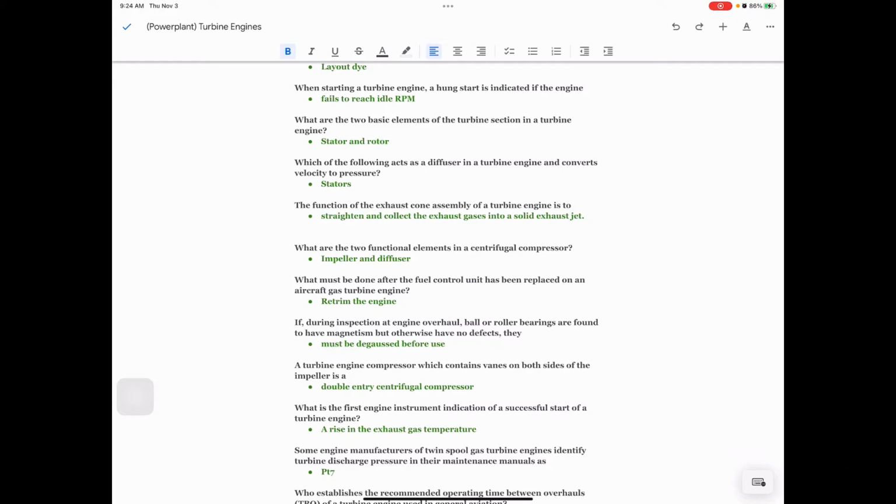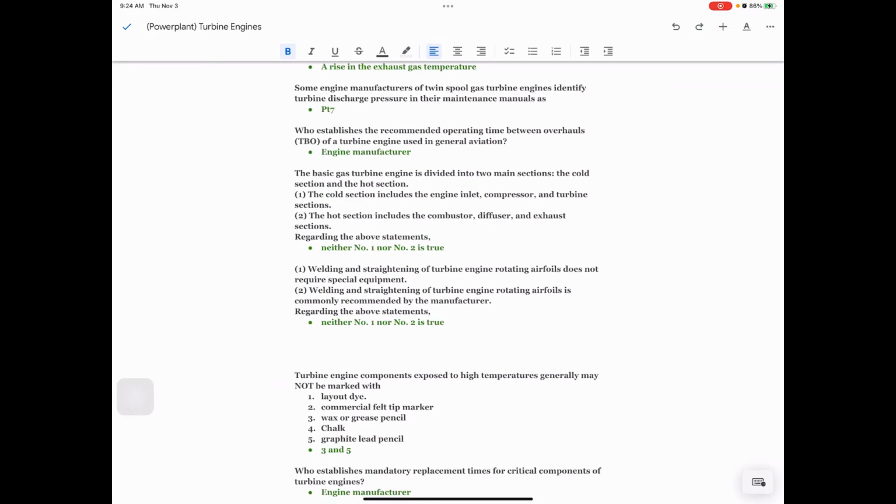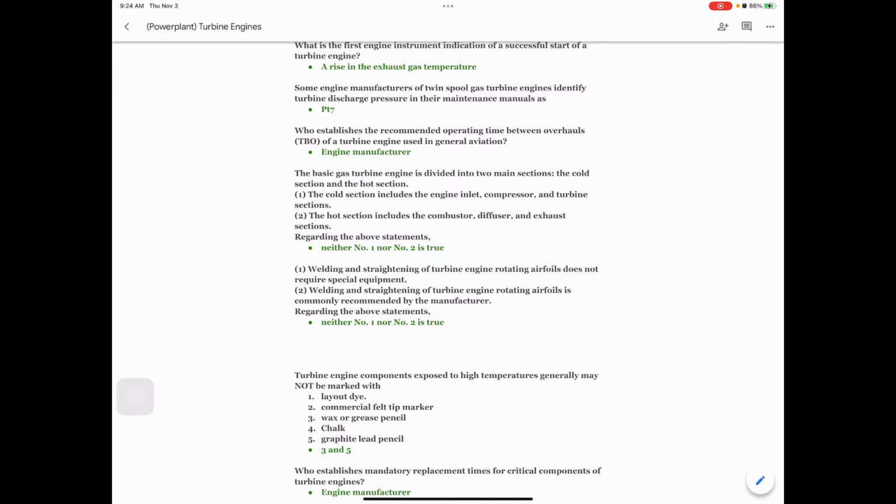What is the first engine instrument indication of a successful start of a turbine engine? A rise in the exhaust gas temperature. Some engine manufacturers of twin-spool gas turbine engines identify turbine discharge pressure in their maintenance manuals as Pt7. Who establishes the recommended operating time between overhauls, TBO, of a turbine engine used in general aviation?